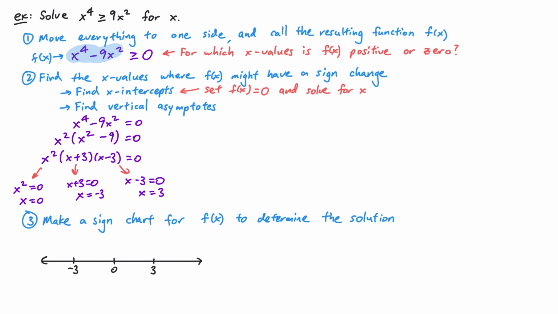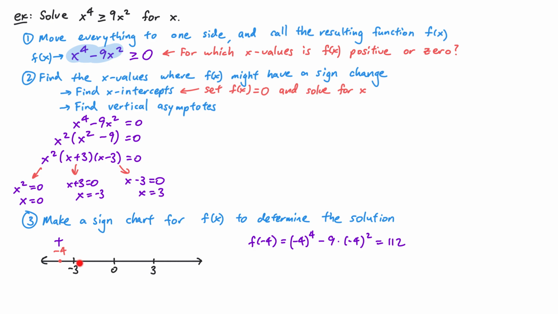So to make our sign chart, start with this leftmost interval. What we want to do is pick an x value in that interval. So try something like negative 4. Take negative 4, plug that into your function, and determine the output. So f of negative 4 would be negative 4 to the fourth power minus 9 times negative 4 squared. If we type that into our calculators, we end up with 112. So 112 is a positive number, so we'll draw a positive sign on this leftmost interval.